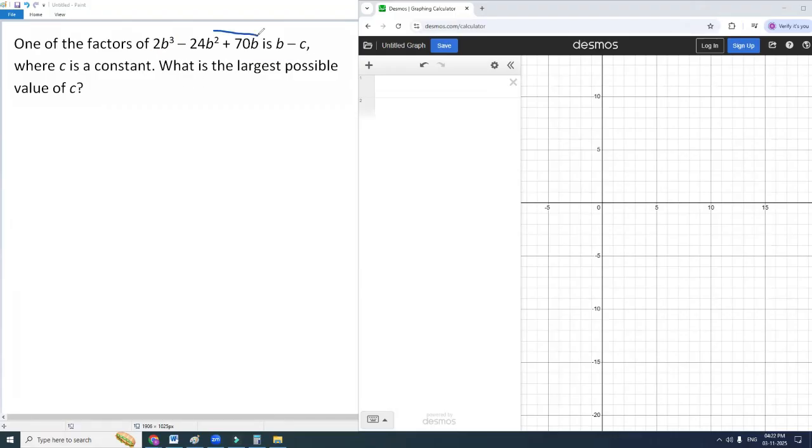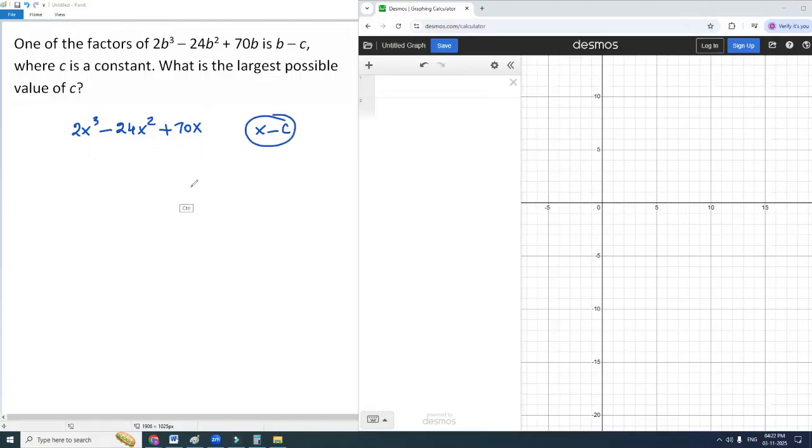Let me replace b by x in the first expression. Then we have 2x cubed minus 24x squared plus 70x. When I replace b by x in the second one, I'm getting x minus c. The question says this b minus c is one of the factors of this expression. Then this x minus c must be one of the factors of this expression.